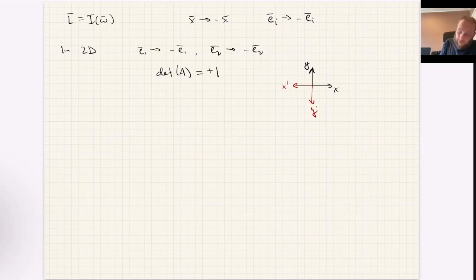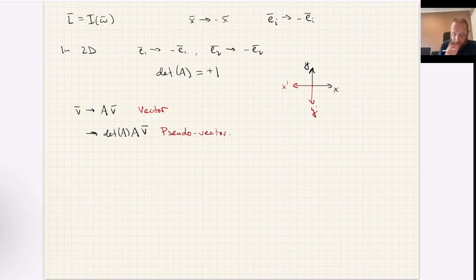What is the definition of the pseudo vector representation is that rather than having a vector mapping to AV, so this is the vector representation, you would have this mapping to the determinant of A times A then V. So this is what defines the pseudo vector representation.